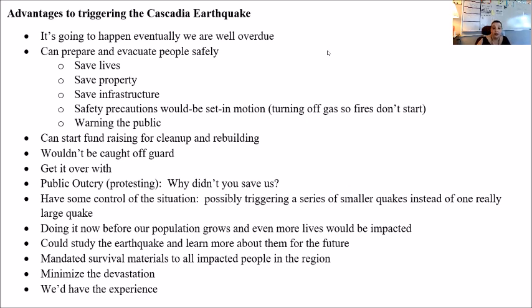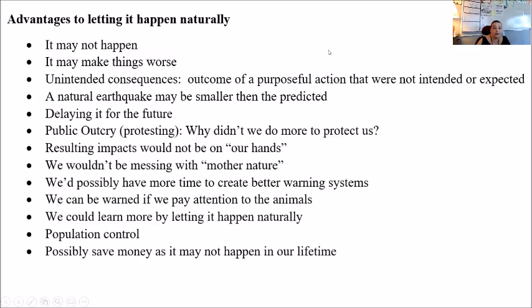But then we took a look at some of the disadvantages, like it may not happen while we're here, and messing with Mother Nature sometimes has unintended consequences. Even if we set out to do the right thing, it could make things worse. The natural earthquake, some of you said, what if it's actually smaller than what's been predicted? But we just set one off, and maybe now it's bigger than predicted because we are the ones that created it. Delaying it for the future.